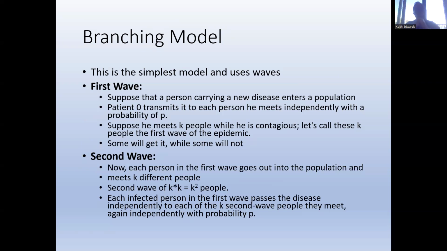Some of them will get it, some of them will not. Again, there's that probability p. Perhaps you have some immunity, or you weren't in the room long enough with the person to receive the transmission of the disease. For the second wave, each person in the first wave goes out into the population and meets k different people. So the second wave will have k squared people. Each infected person in the first wave will pass the disease independently to each of the second wave people they meet, and again, it has that probability p.